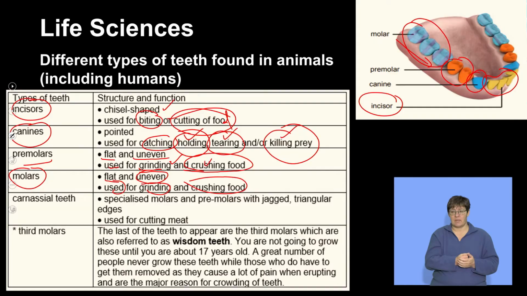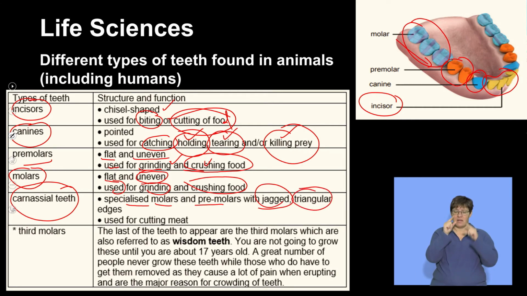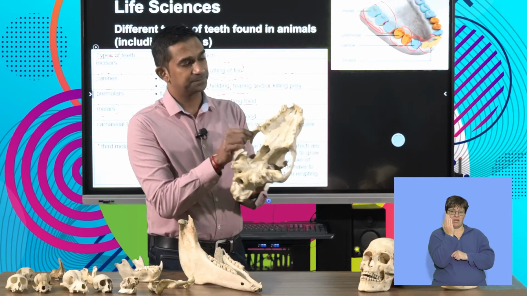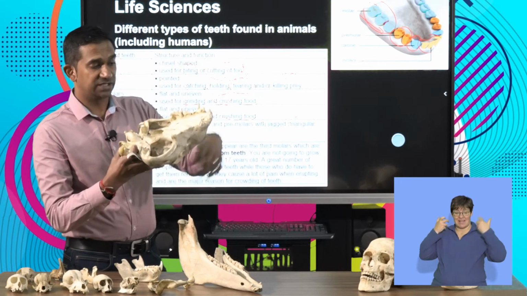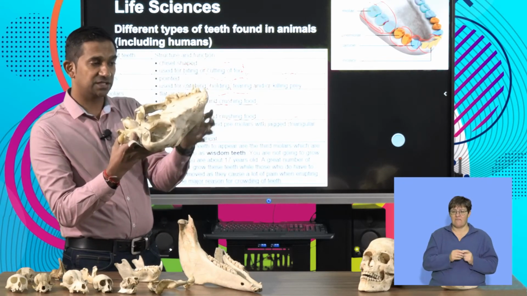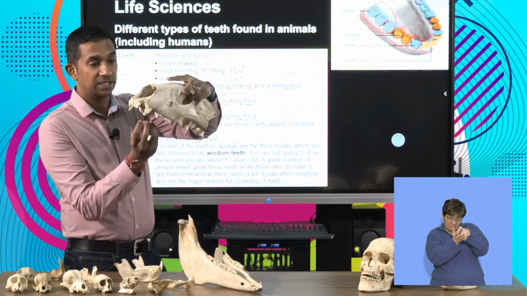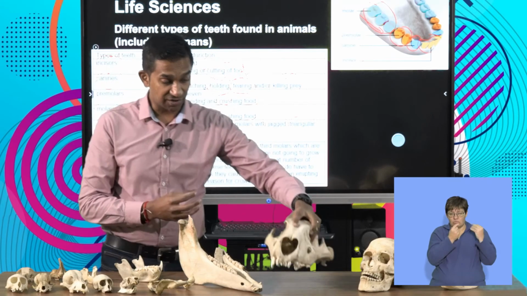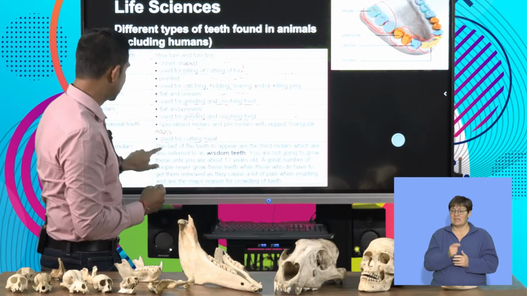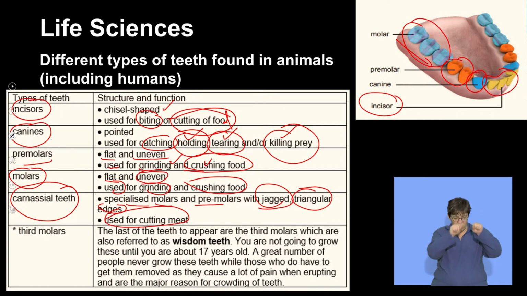We also see that some teeth are called carnassial teeth, and these are specialized molars and premolars with jagged triangular edges. They are used for cutting meat, and we see this significantly developed in lions. You can see that their teeth have this triangular structure, which allows the upper jaw and the lower jaw to interlock and the molars and premolars to crush. You'll see that distinct triangular structure of them.